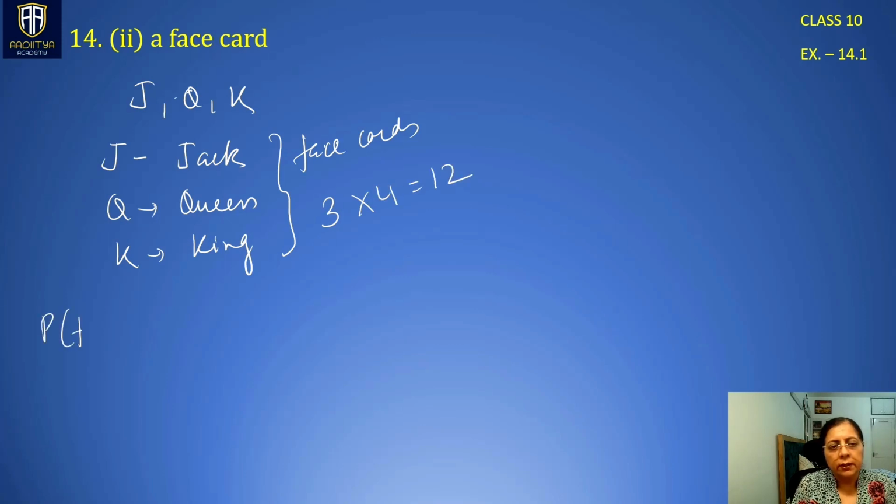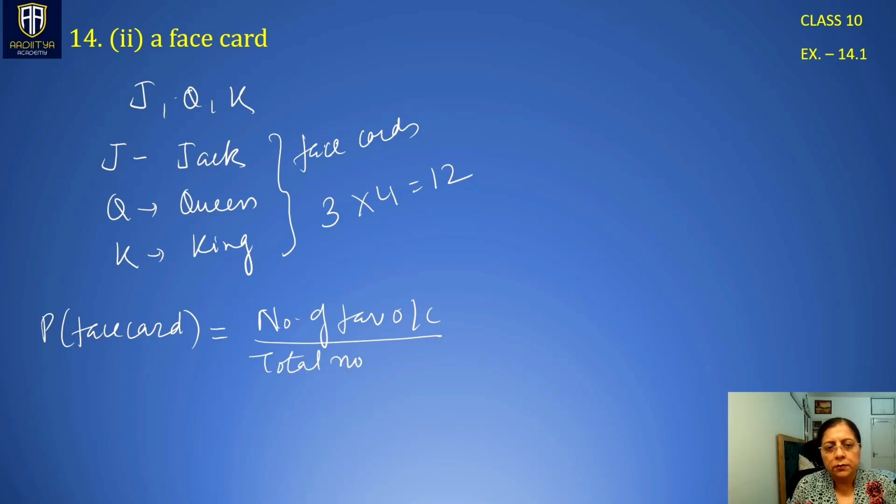So probability of getting a face card. So the favorable outcomes, number of favorable outcomes, upon total number of outcomes. Right? They are number of favorable outcomes here. Total we have 12 face cards. And total number of cards is 52. So divide this, 4 3s are 12 and 4 13s are 52. So there is 3 by 13 is the probability of getting a face card.